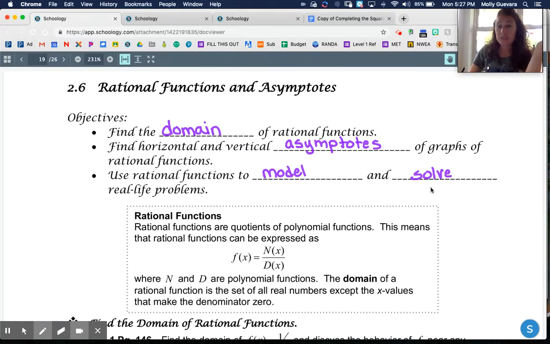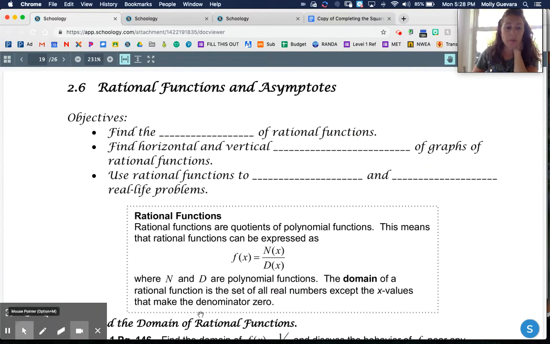So the first thing that we have to do is talk about rational functions. What is a rational function? A rational function is a quotient, which means it's division, but it's division of two polynomial functions. Meaning I have a polynomial on top and a polynomial on the bottom. When we're looking for the domain of this, it's the set of all real numbers except anything that makes the bottom 0. In a fraction, I am not allowed to have 0 in the bottom, so I can plug in any numbers I want except for numbers that would give me 0 in the denominator.